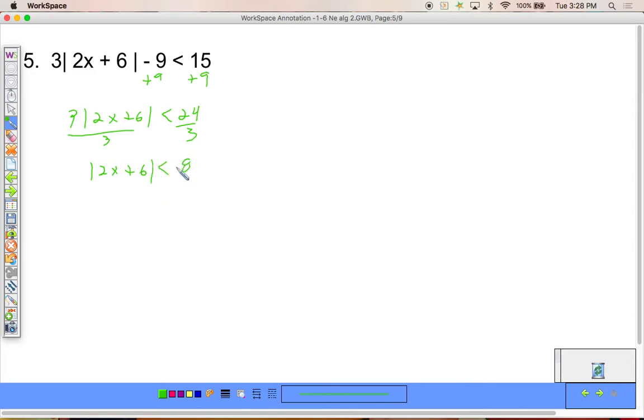Absolute value of 2x plus 6 is less than 8. I'm going to write 2x plus 6 is less than 8, just as it is. The 2x plus 6 is greater than the negative 8. This time, I have a less than symbol, so I put "and" in the middle. And solve.